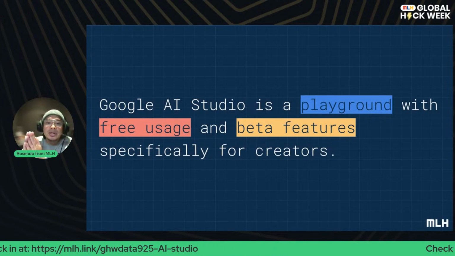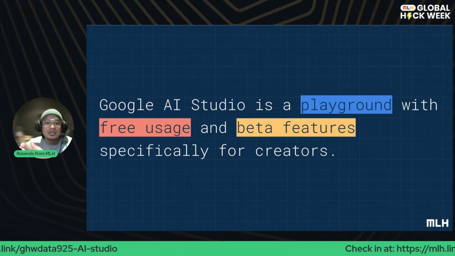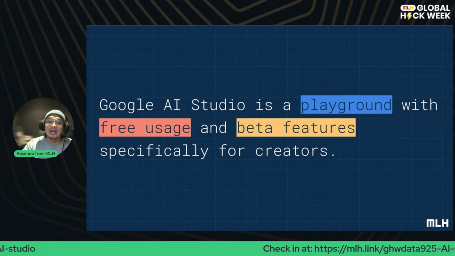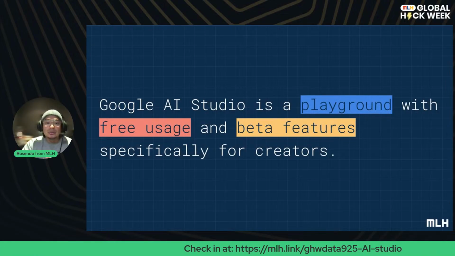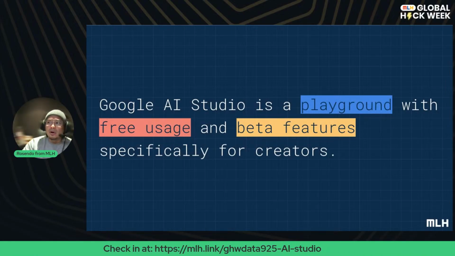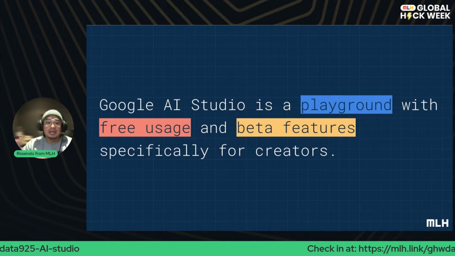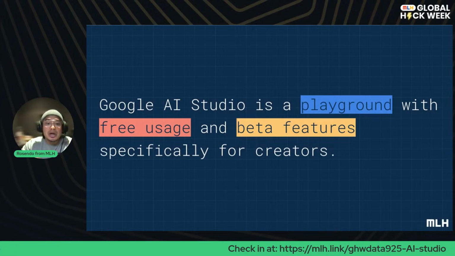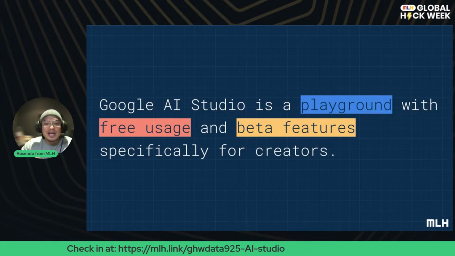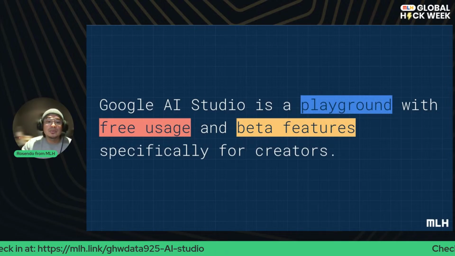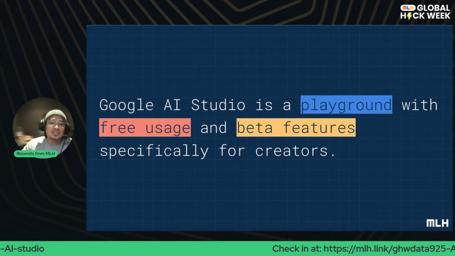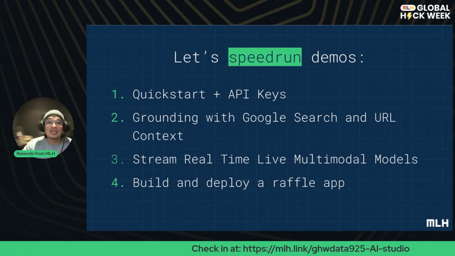Google AI Studio is actually a playground with free usage and beta features specifically for creators. It's got things that'll allow you to not only generate code or chat with an AI assistant, but you'll actually be able to go in and generate full-on commercials and video content, things that probably would have taken you a ton of time or a ton of expertise to do on your own. It's also going to allow you to build out full-fledged applications. We're going to be walking through all of these features in a second.